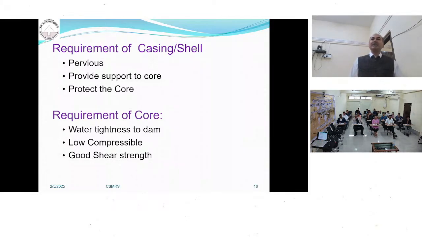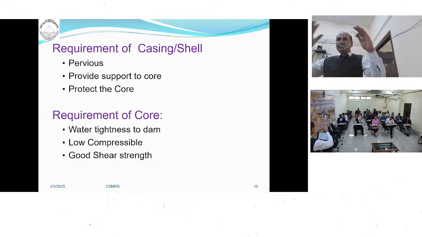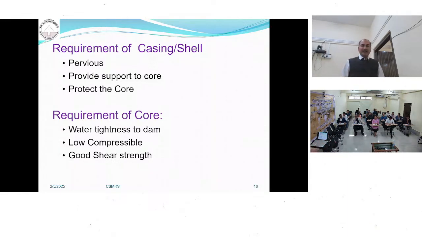The second thing is low compressibility. It means the settlement of the core after construction should be less. Otherwise, what will happen? Somebody was asking how overtopping takes place. If it is highly compressible, the settlement is high, and your freeboard is not sufficient to hold the water. Third, it should have good shear strength. If it has good shear strength, both the upstream slope and the downstream slope are stable.